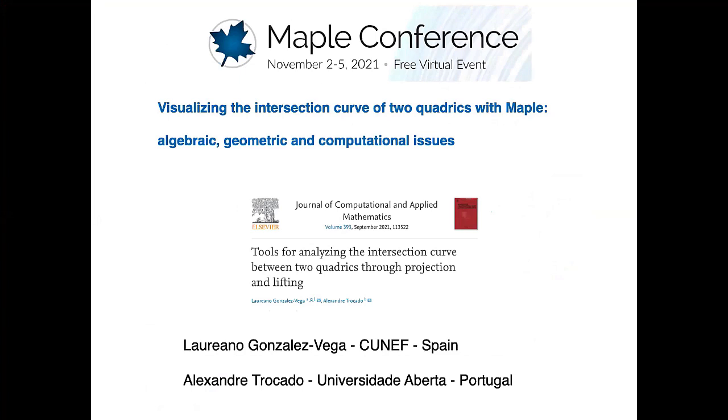I'm here to present the work done by me and Professor Laureano. The aim of our work was to show how to implement a new algorithm to compute the intersection of 2 quadrics in a more direct and easy way.